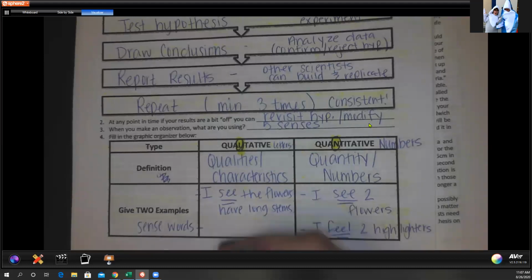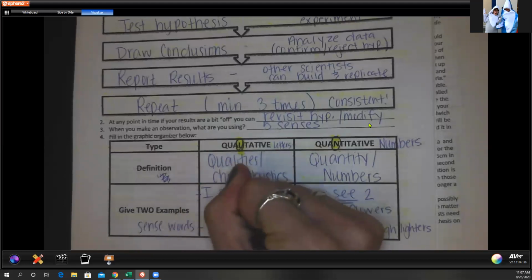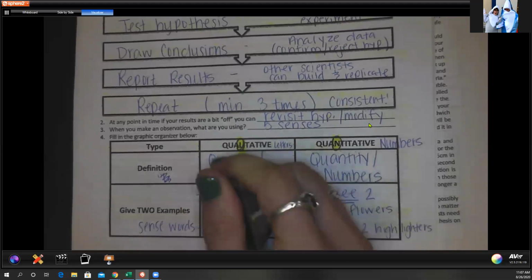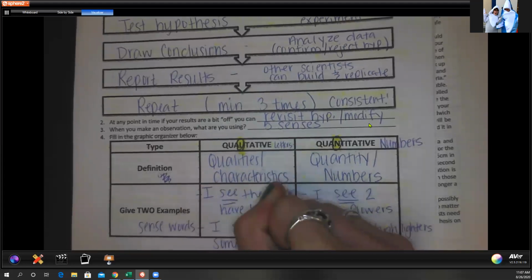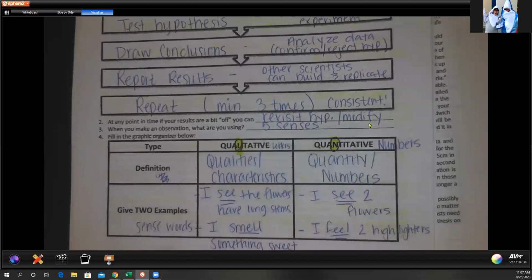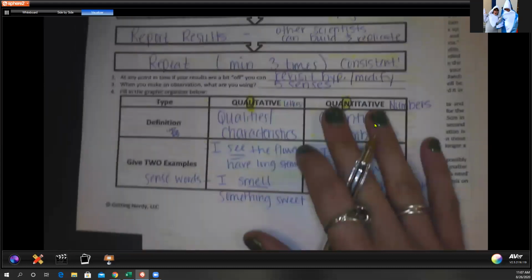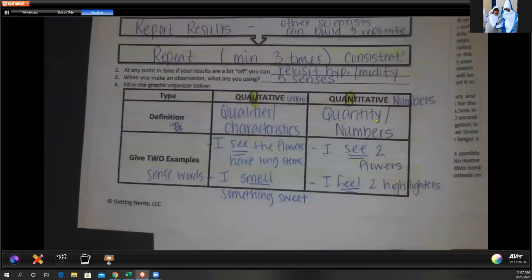Yes. Oh, wait, we're doing qualitative or quantitative? Like, I feel something squishy. I feel something squishy. Good. What could we infer that squishy thing might be? Slime or bouncy ball. Awesome.